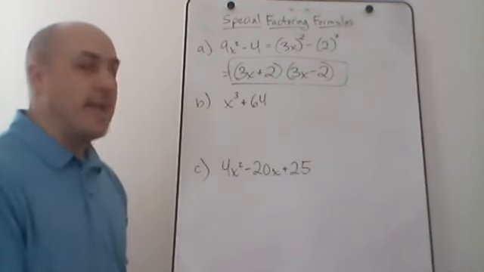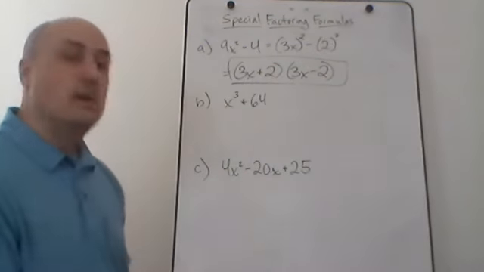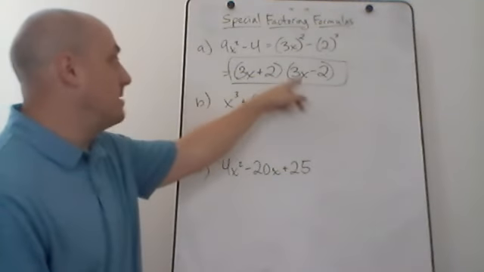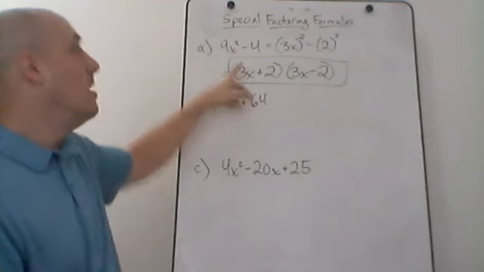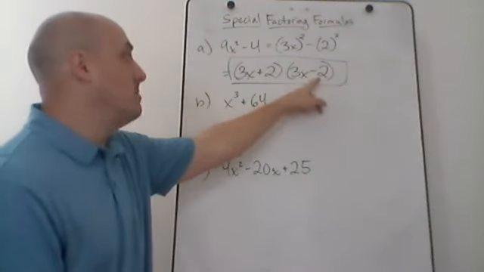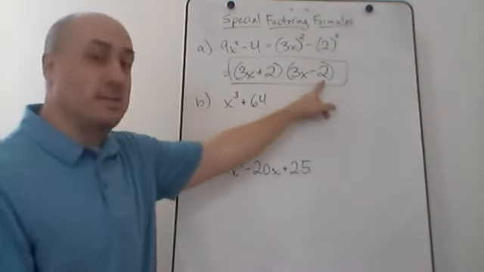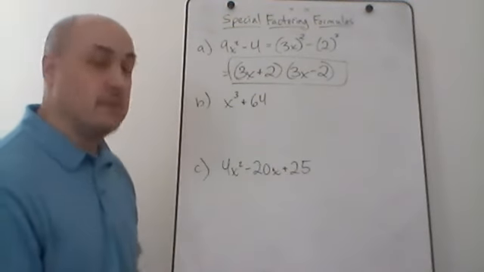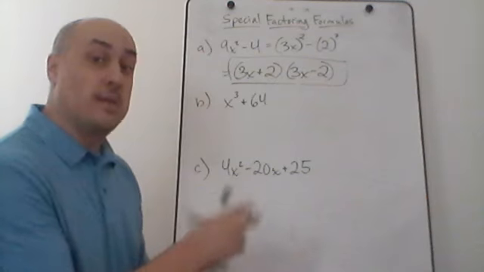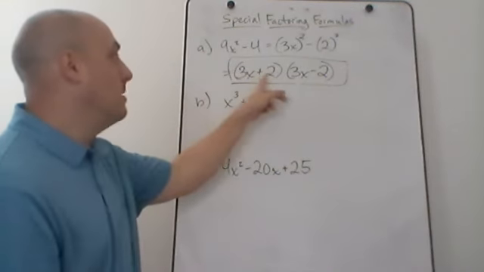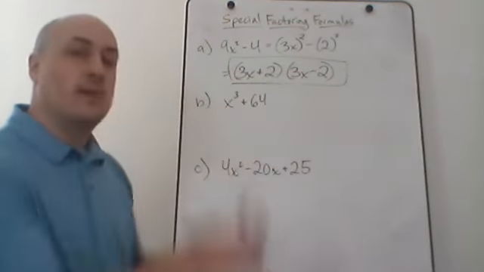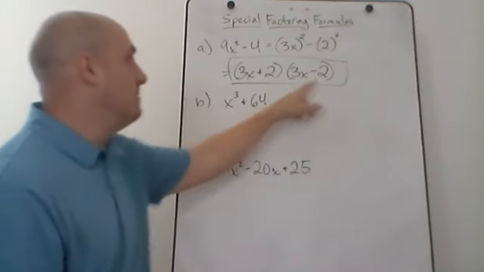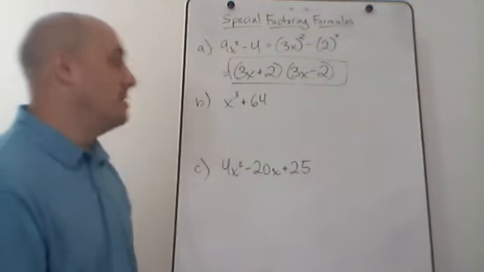And just like any other type of factoring, if you want to check it, multiply it back together. If I FOIL these binomials, 3x times 3x is 9x squared. When I do the outer terms, 3x times minus 2 is going to be a minus 6x. When I do the 2 times the positive 3x here, that's going to be a plus 6x. And the minus 6x and the plus 6x are going to cancel out. That's why one gets a plus and one gets a minus, so that the inner and outer terms always cancel each other out. And then the positive 2 times the minus 2 gives me that minus 4.